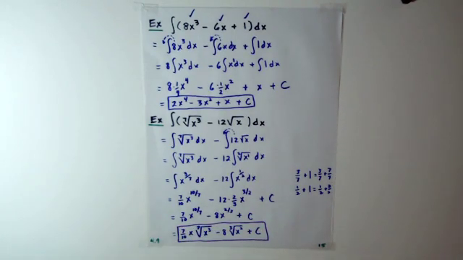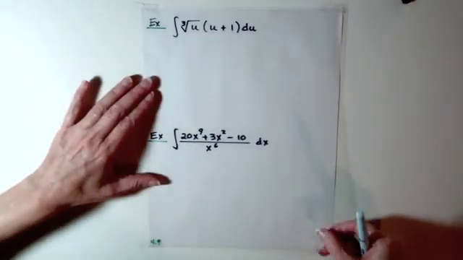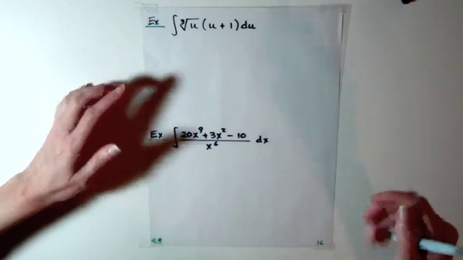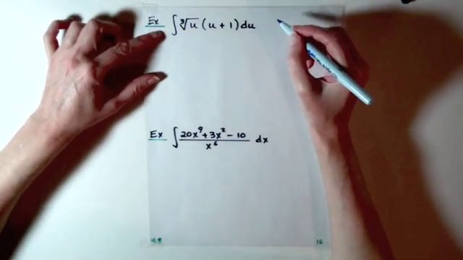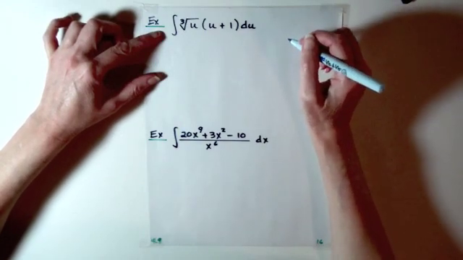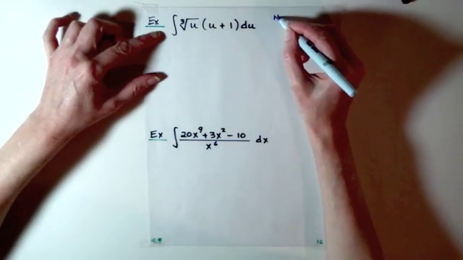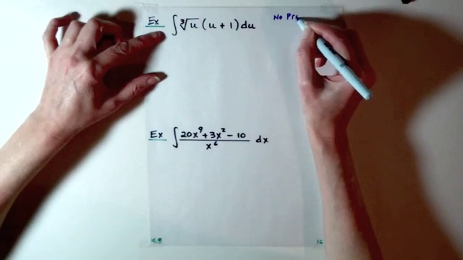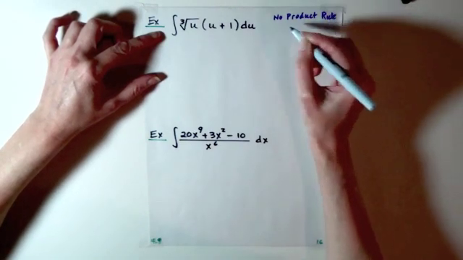Okay, let's go ahead and look at the next page. We have a couple more examples to try. And I think on this page, I wanted you to give these a try yourself. But before you start this one, I want to remind you that although there is a sum rule and a difference rule for integration, there is no product rule. So remember that there's no product rule for integrals.